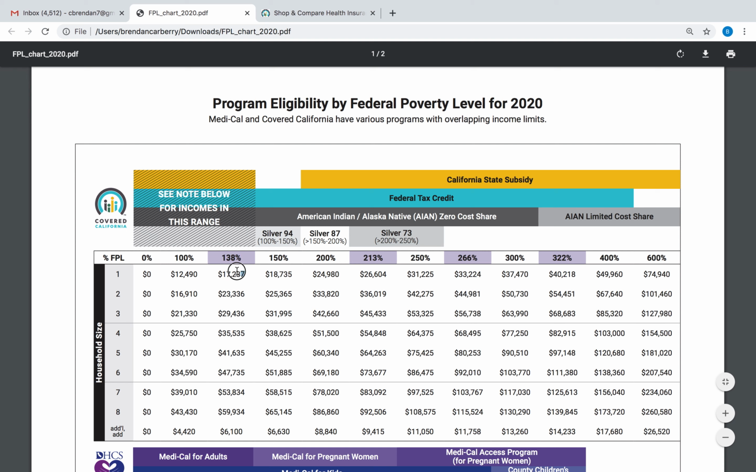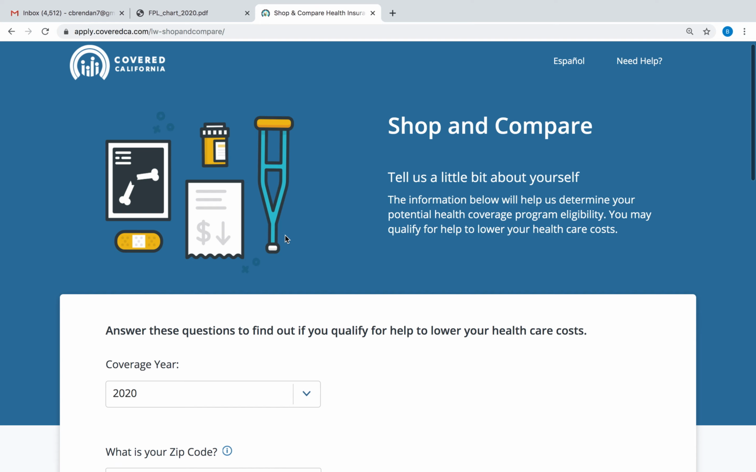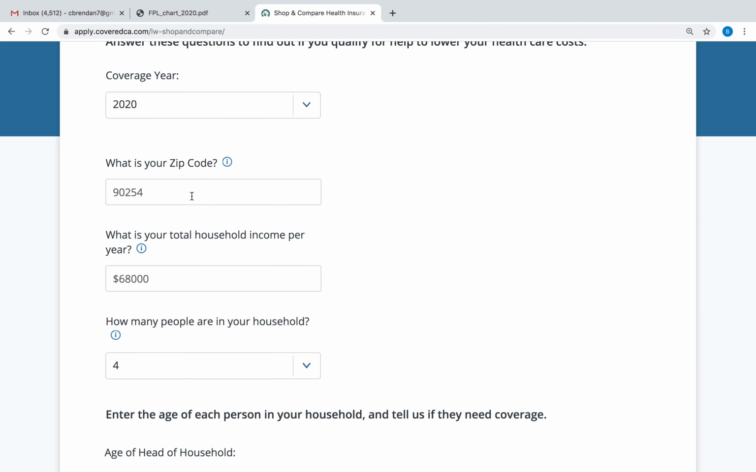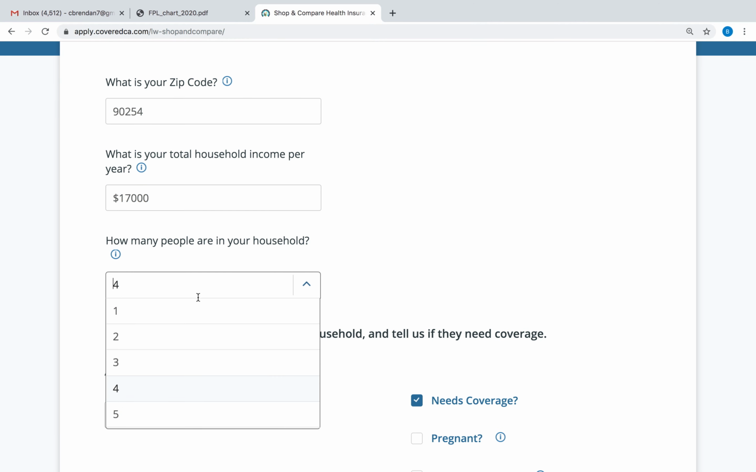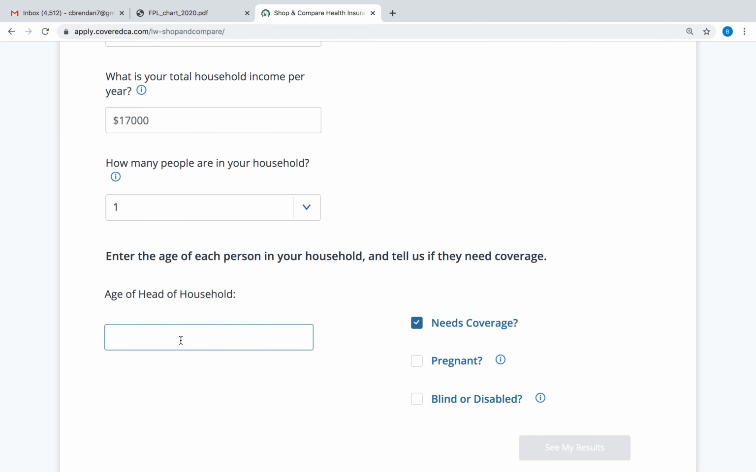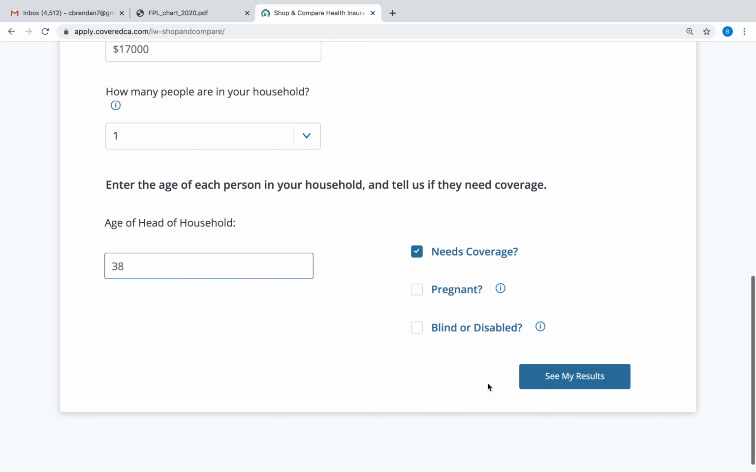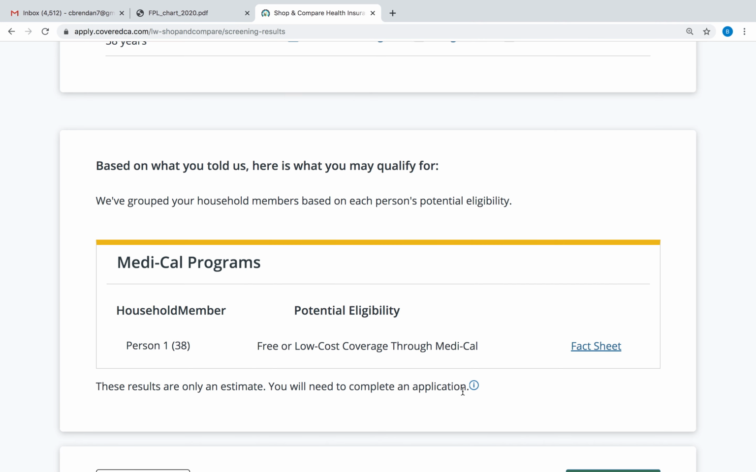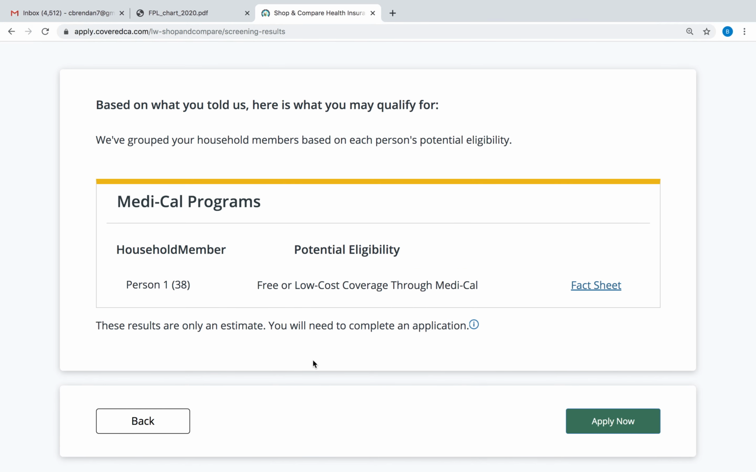If I used this number, 17,237 and below, I just used the zip code. I believe it's in LA. Let's reset this and let's use 17,000. And how about one person? And let's take a look. All right, there you go. As you see, Medi-Cal is what you qualify for. So based on the information that we put in, this person qualifies for Medi-Cal.